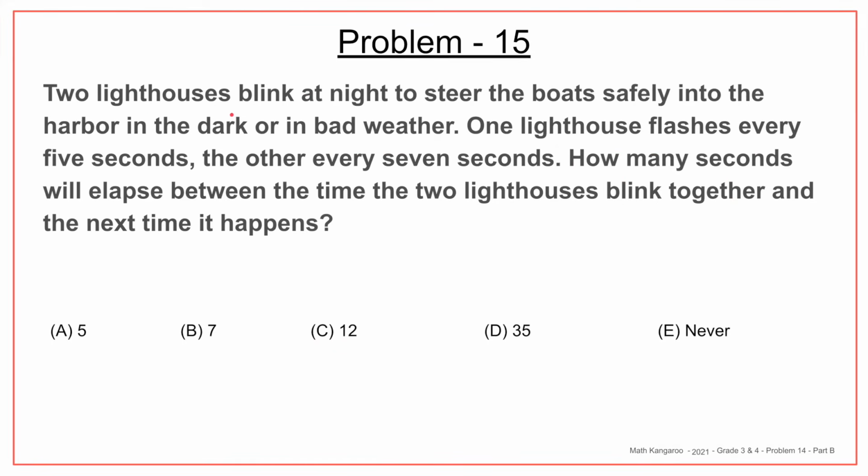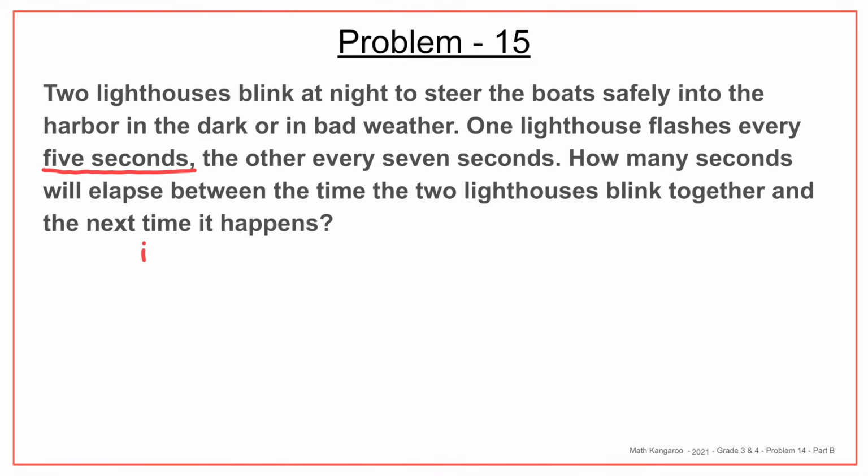Problem 15. 2 lighthouses blink at night to steer the boat safely into the harbor in the dark or in the bad weather. One lighthouse flashes every 5 seconds, the other every 7 seconds. How many seconds will elapse between the time the 2 lighthouses blink together and the next time it happens? So let us take a clean slate. So we know from the question that 1 lighthouse blinks every 5 seconds.